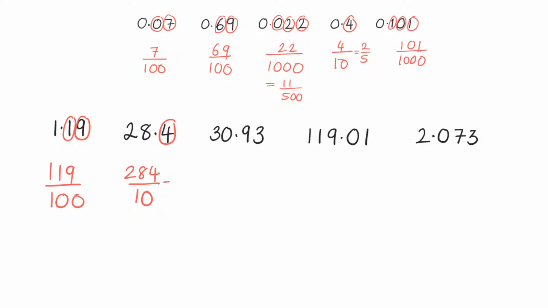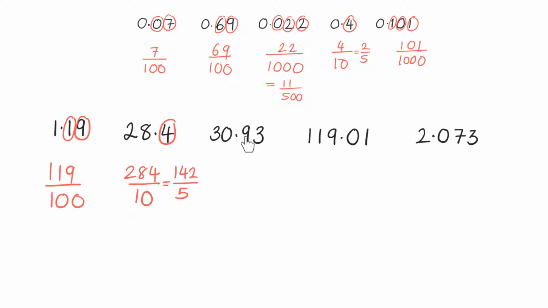Now, can this be simplified? Yes, it can. I can divide top and bottom by 2. On top, I will get 142, and on the bottom I'll get 5. Can I simplify any further? No, I can't, because there isn't any common factor. Let's go on to the next one.